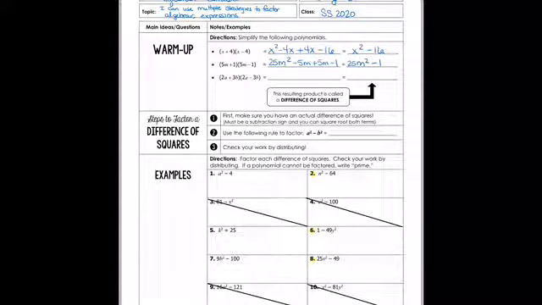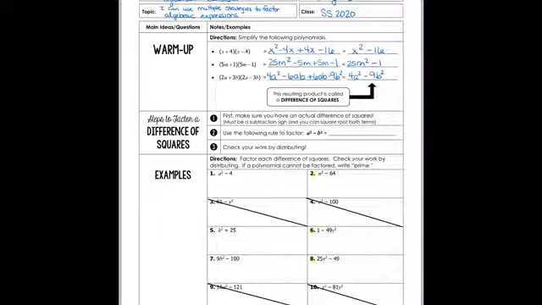Okay, again, let's look at the third example. 2a times 2a is 4a squared. 2a times negative 3b is negative 6ab. 3b times 2a is positive 6ab. And positive 3b times negative 3b is negative 9b squared. Those middle terms match and have opposite signs, so they're going to add to 0. So we get 4a squared minus 9b squared.